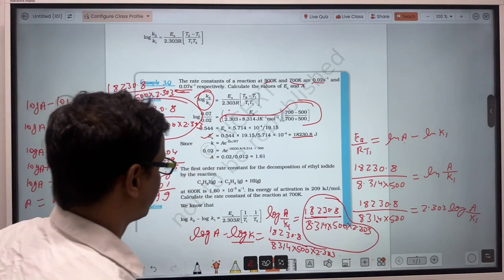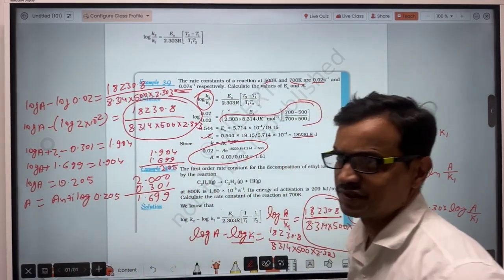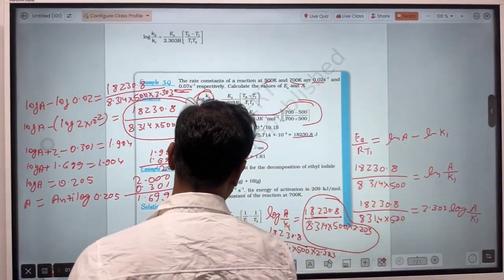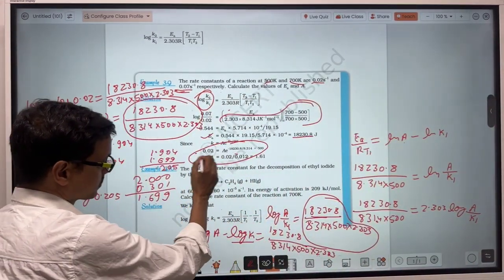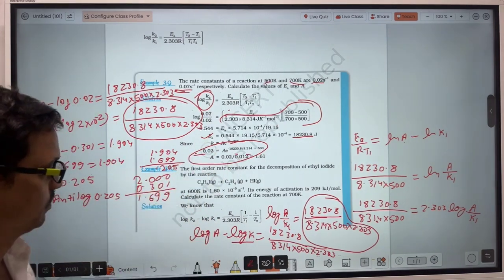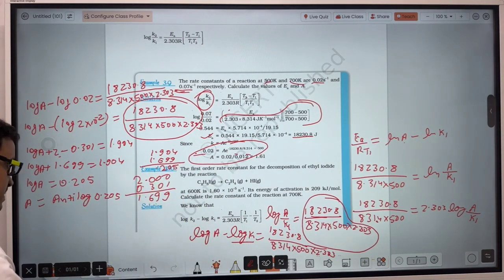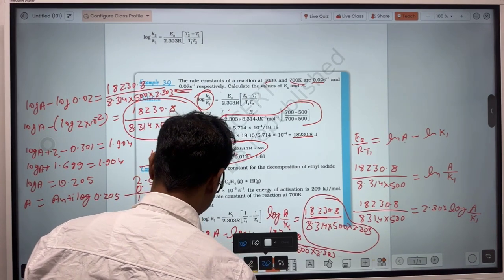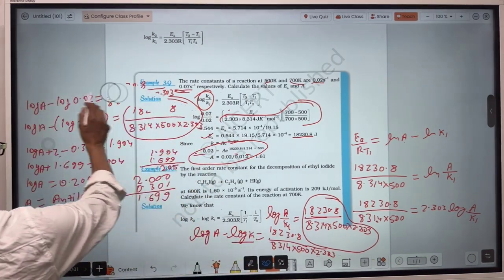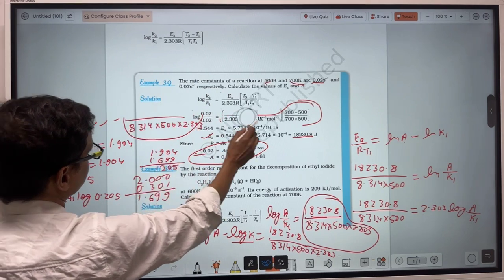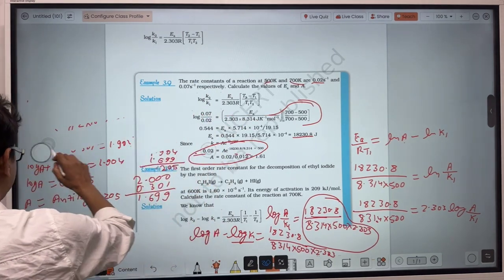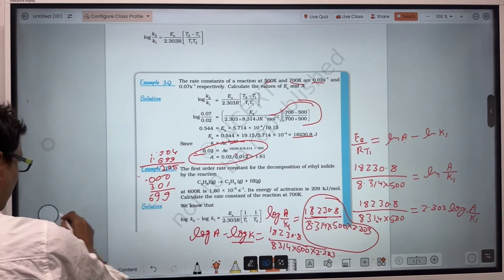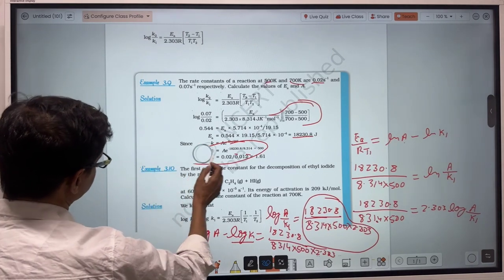Okay, so in this manner, that is the process by which you can solve this question. Okay, don't get frustrated. What you will have to do is take log both sides, and then convert the log to the base e into log to the base 10. So this is the method how to solve the second portion of the question, that is how to find out the Arrhenius factor.